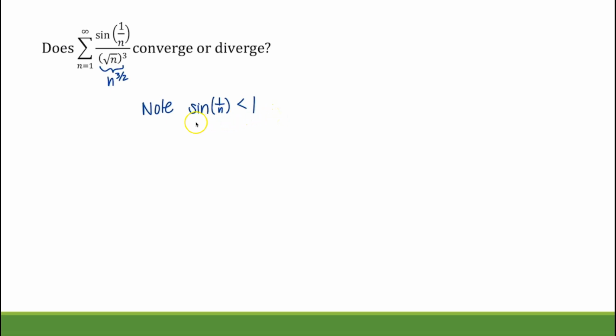Okay, well, if we know this is true, if we divide both sides by the same quantity, the inequality is still going to hold because that quantity is going to be positive here. So basically, we know sine of 1 over n over, let's say, n to the 3 halves, since that's what we're trying to create here, that's less than 1 over n to the 3 halves. So this is true from our understanding of trigonometry, and dividing by the same positive quantity, the inequality will still be true.